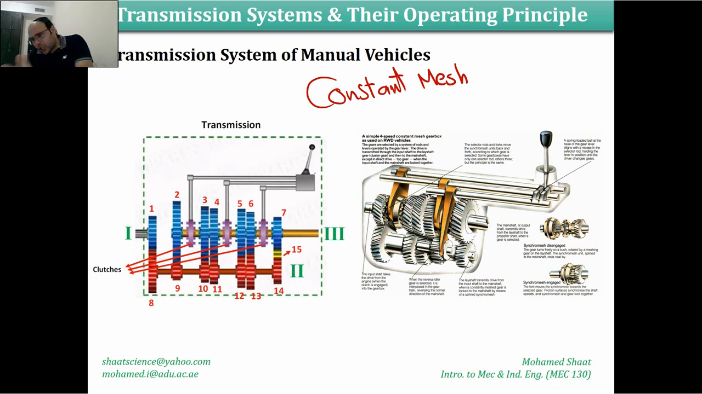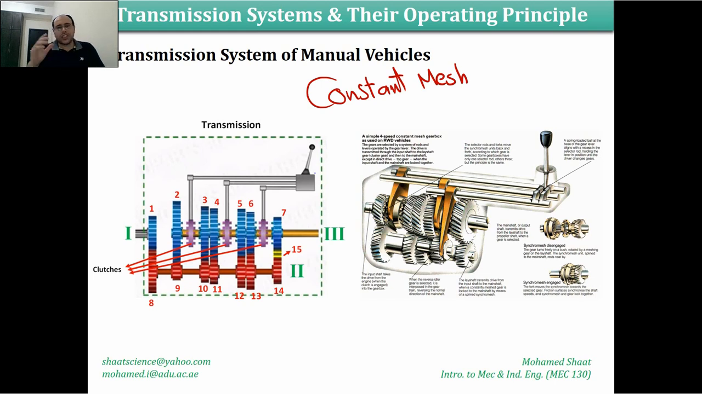This is like a special group of 3 gears. Make sense? But another thing that you should understand, just for this mechanism, is that all of these gears are constant mesh. What does it mean, constant mesh? It means that every couple of gears are connected together, including even this special group of 7, 14, 15. They are all the time connected together. They won't be removed from each other.